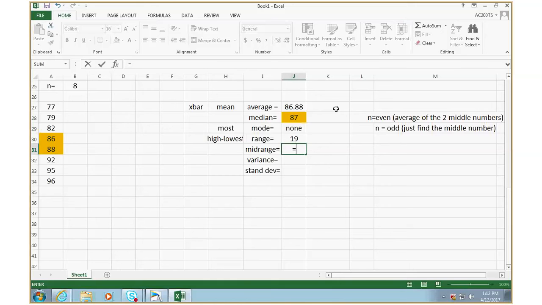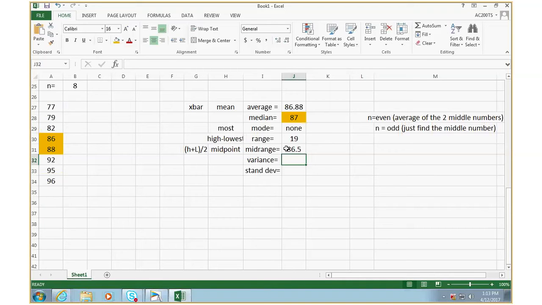Now, right here, the mid-range is just like the same formula for the midpoint, except this one is the highest plus the lowest divided by what? 2. Remember, the midpoint is your lowest class limit plus your highest class limit divided by 2. Well, this one is your highest plus the lowest divided by 2. So that's going to be equal to 96 plus 77 divided by 2.